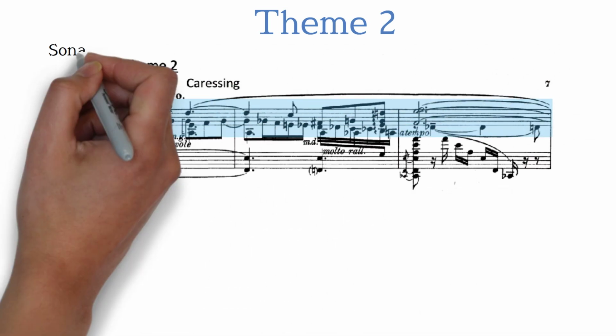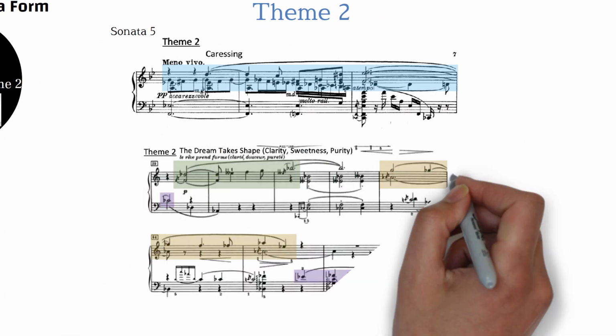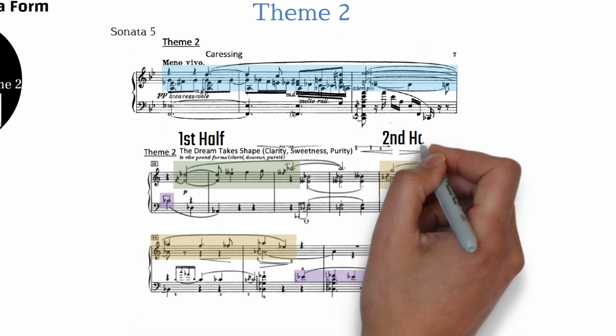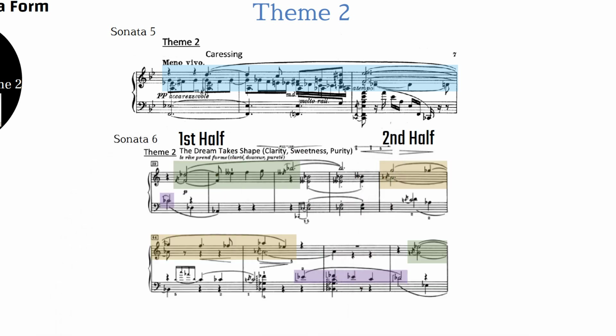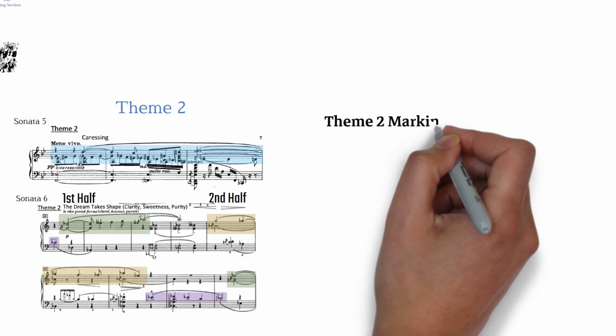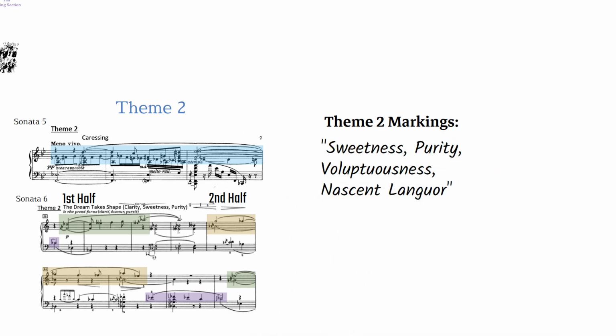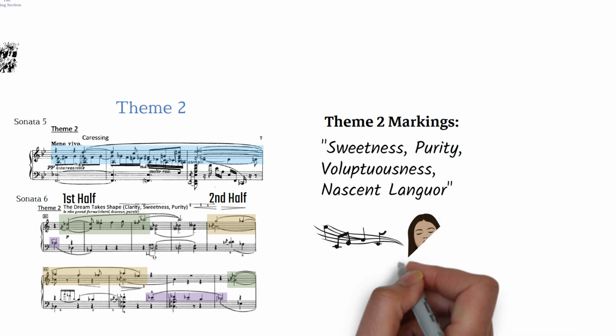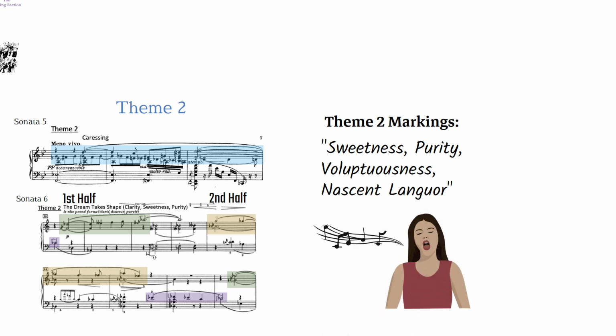Theme 2 is usually a single lyrical motif. Though it's a single phrase, it's sometimes divided in half for each chunk to be embellished upon separately in the development section. Its character is much softer and quieter than Theme 1. These melodies from Theme 2 can be some of the prettiest singable parts of Scriabin's music.